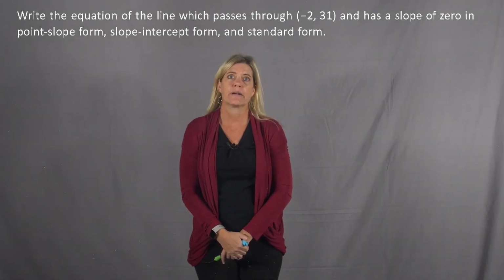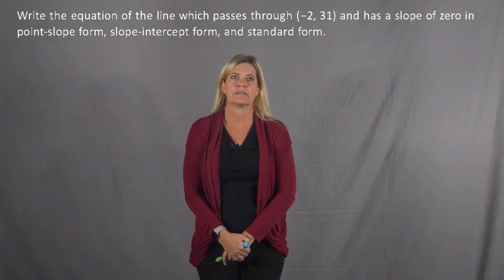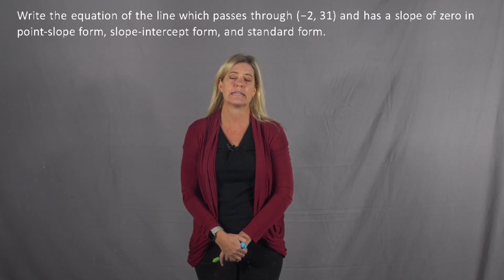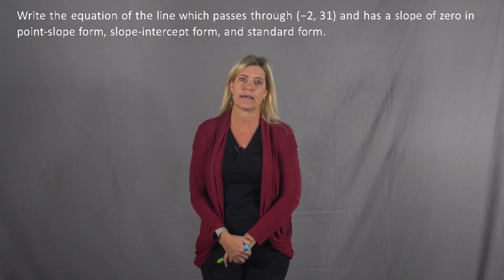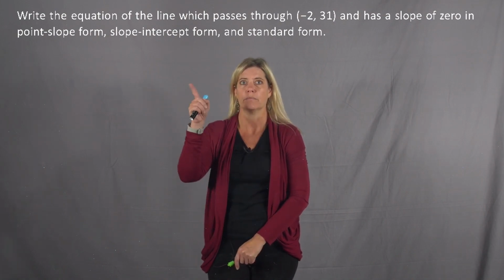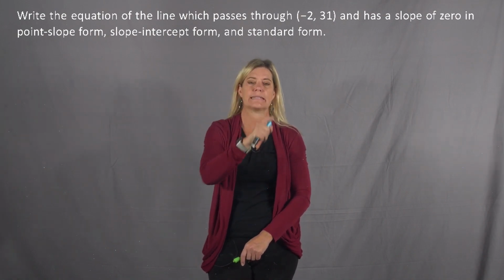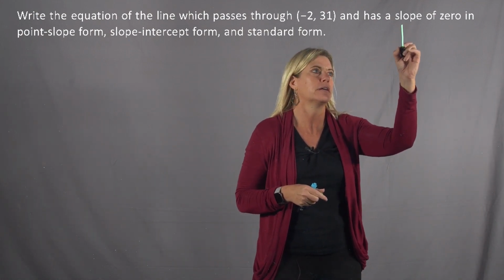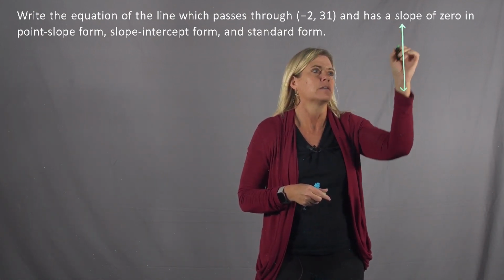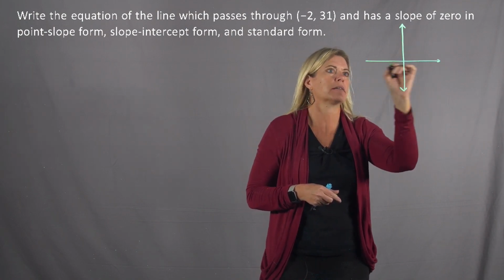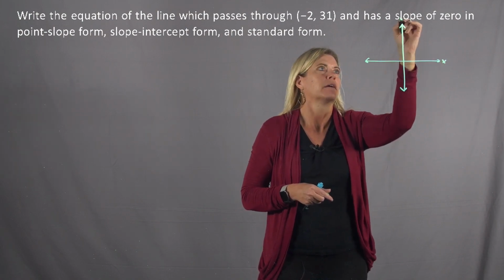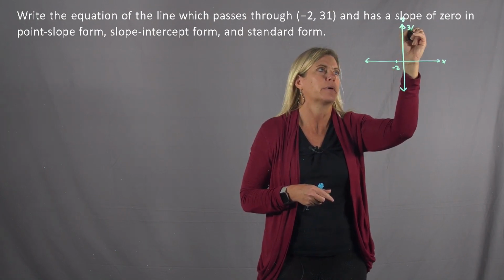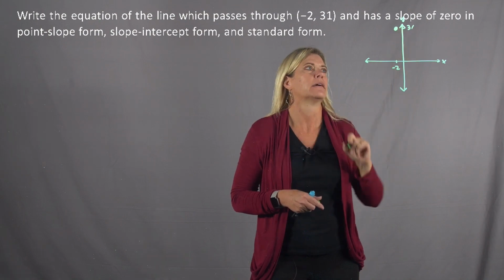In this problem, we want to write the equation of the line which passes through the point -2, 31 and has a slope of 0. And we want to write the equation of that line in 3 forms: point slope form, slope intercept form, and standard form. All right, so let's just sketch it out real quick first here. So we've got an x and a y axis. And -2, 31 might be somewhere up here. This is just a sketch.